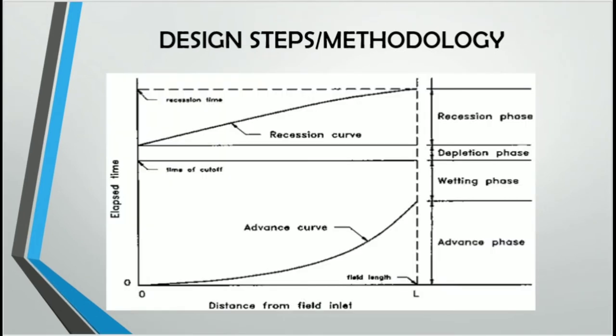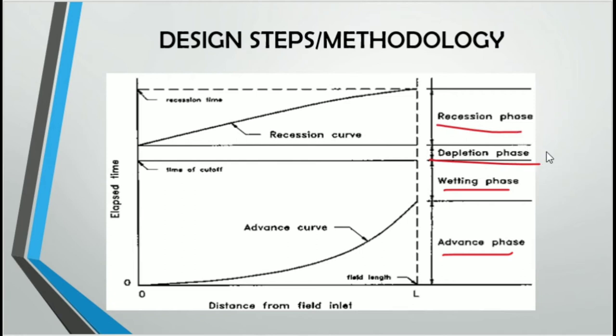For this slide, you can see a graph over here. On this graph, we are able to understand more how the water flow in the irrigation system works. We can see the four phases over here. We have the advance, wetting, depletion, and recession phase.